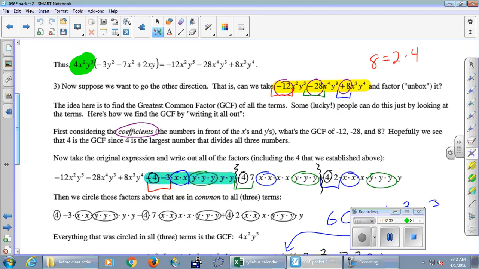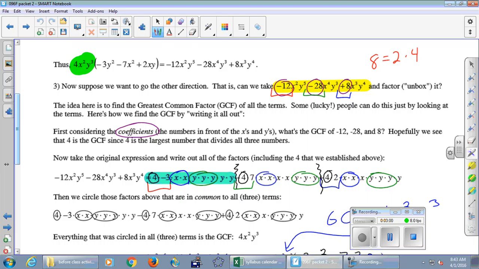And then we looked and we said, okay, let's circle everything that's in common to all 3 terms. The terms were separated by pluses and minuses, which we wrote little squiggles for. And we said, okay, they all have a 4. We built that 4, so we circled all the 4s. They all have an x squared in them. Some of them have more x's. But how do I know x squared is the most we can take out of all of them? Because it's the least amount of x's that we see.